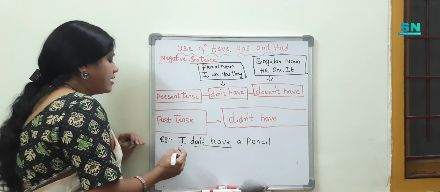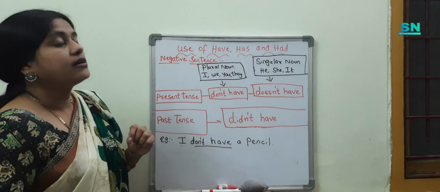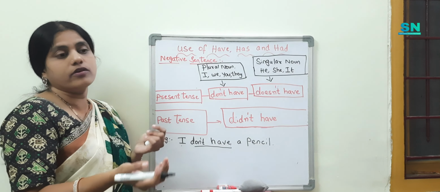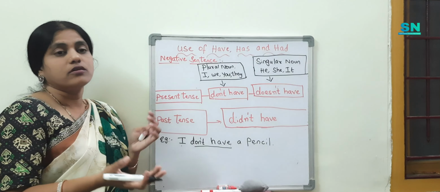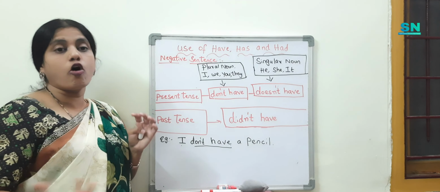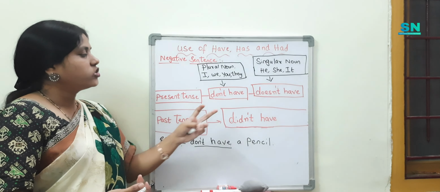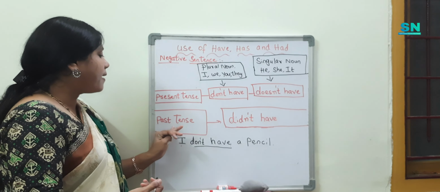Next, she. So you can write anything. She doesn't have a book, or she doesn't have a big frog, or anything you can use. She. And the past tense.